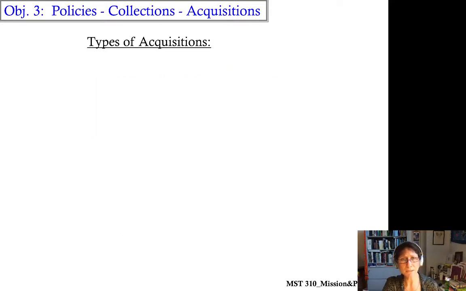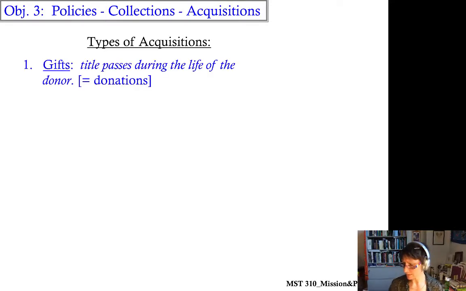So there's actually different types of acquisitions. So there are what are called gifts, where the title passes during the life of the donor. So if any donor comes and presents objects for your museum that you think you might want to acquire and actually later accession, and it's during the life of them, then it's called a gift.